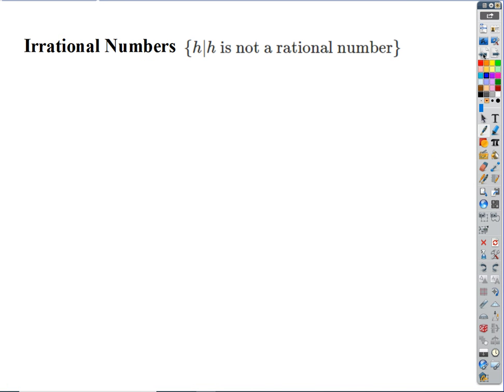So going back to this thing about irrational numbers. Here's the way we can say this in math, one way. Irrational numbers are the set of H such that H is not a rational number. Another way you could say it, if I were programming, I would probably say it like this: the set of H such that H is not an element of the set of Q. So anything that's not in Q, not an element of Q, represents Q prime. Okay?